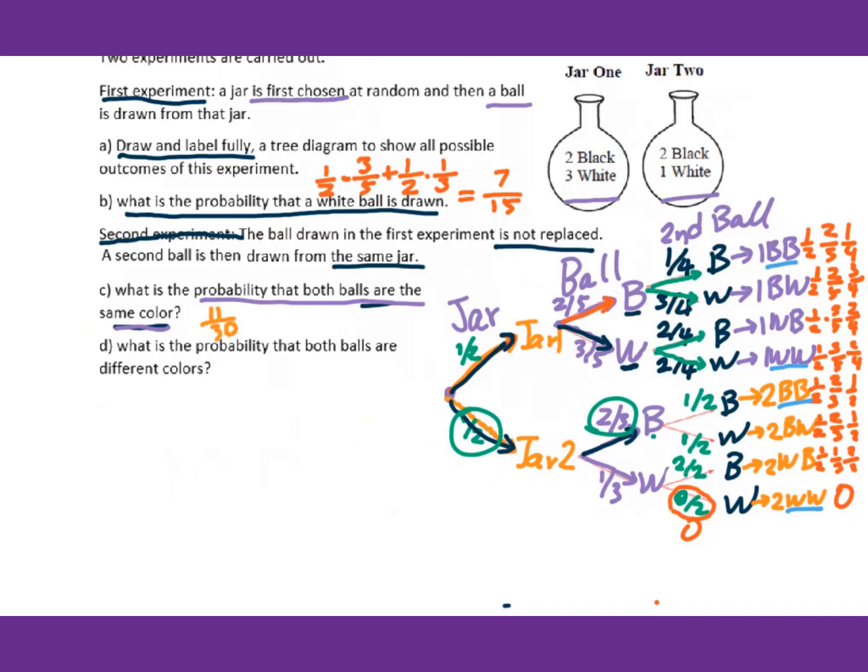Let's go to D. What's the probability that both balls are different colors? There are 2 ways to do that. One way is you check this, then add these 4 together. Or you can use 1 minus 11/30. Then it will be 19/30 as your answer.